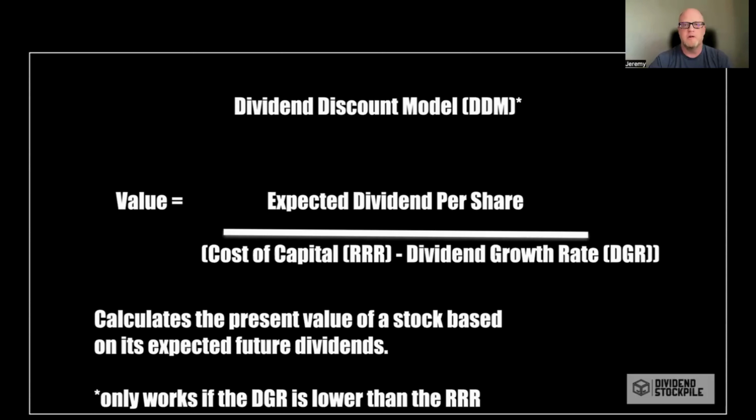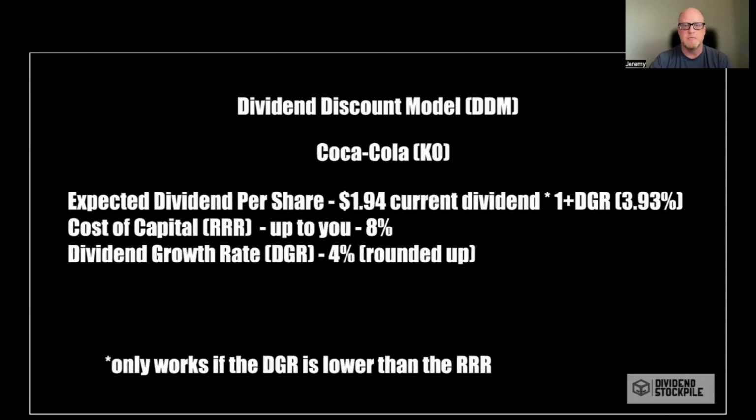Okay, so the first one that we have is the dividend discount model, or DDM. What this particular model does is it calculates the present value of a stock based on its expected future dividends. So the calculation is the expected dividend per share 1 year from now over the cost of capital, which means your required rate of return, minus the dividend growth rate of the particular company. Remember, this only works if the dividend growth rate is lower than your required cost of capital. So let's look into the details of how to find this information.